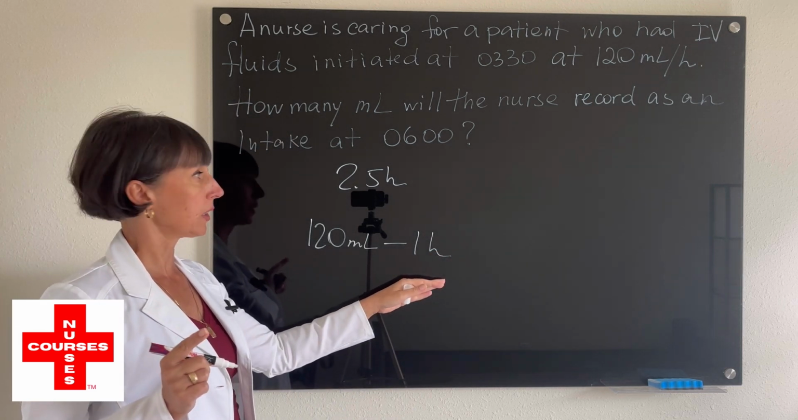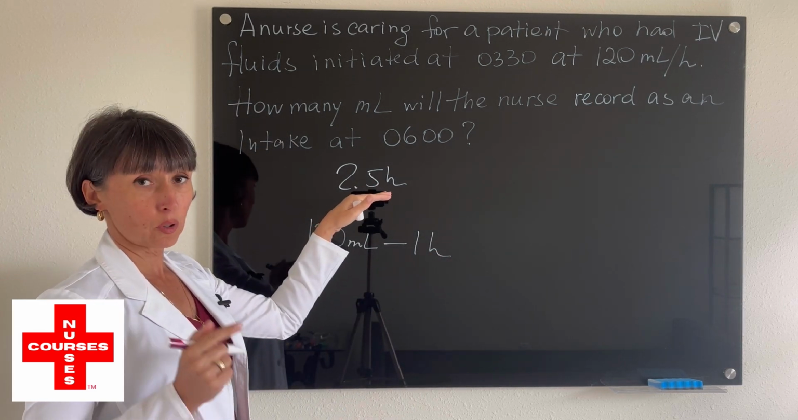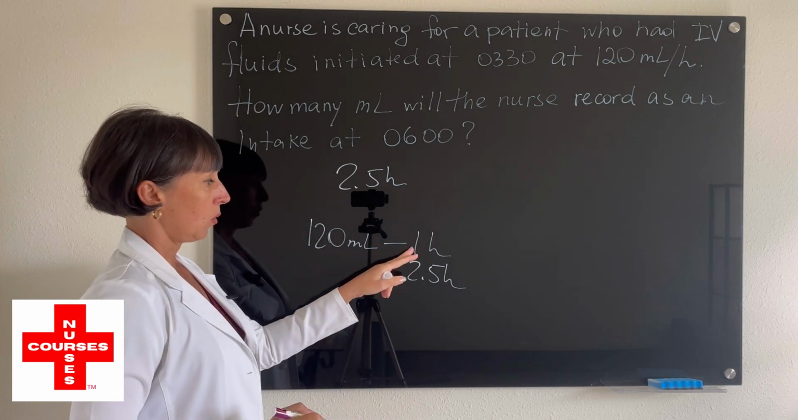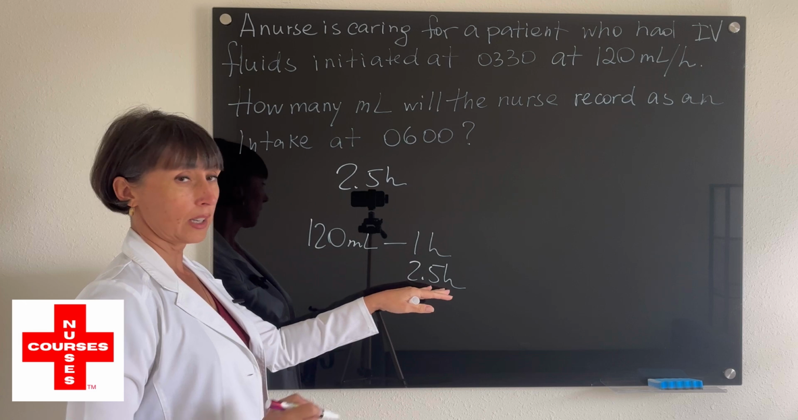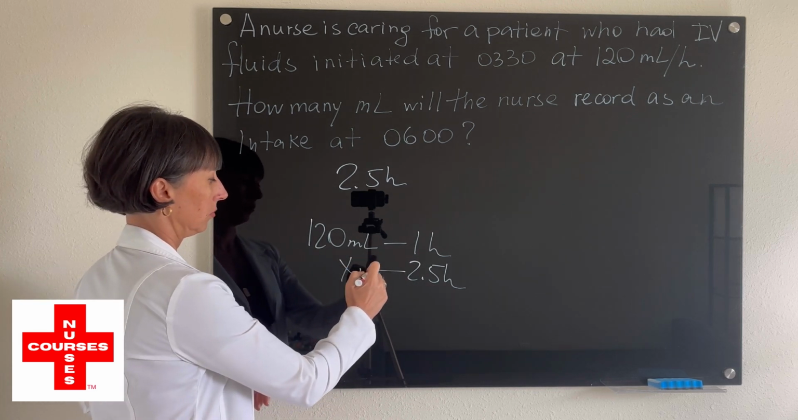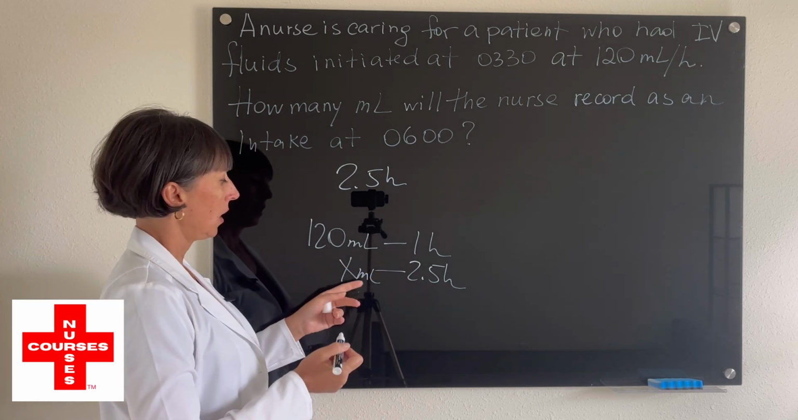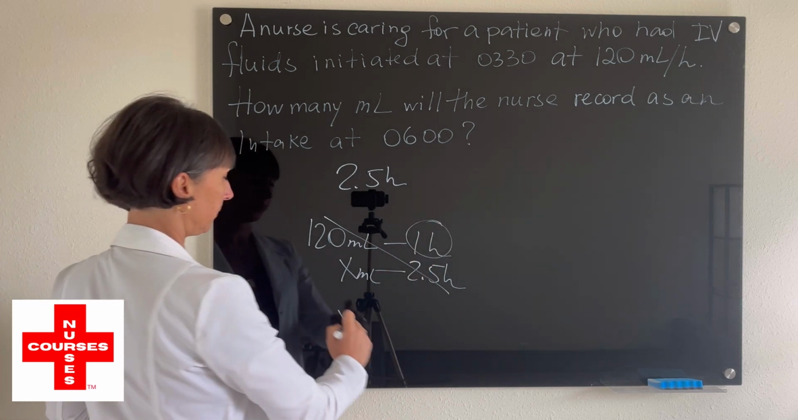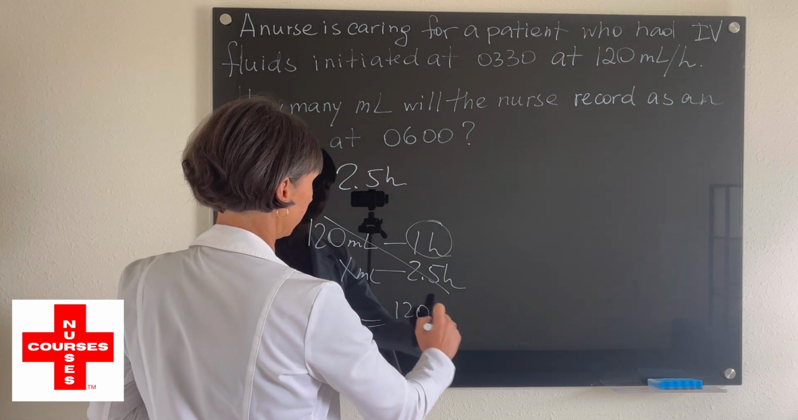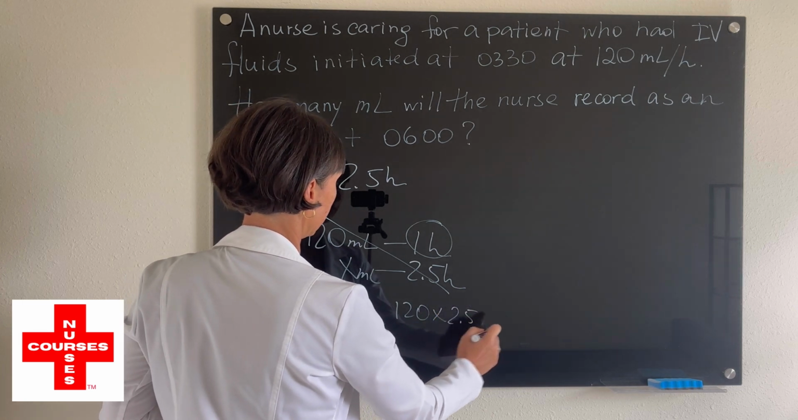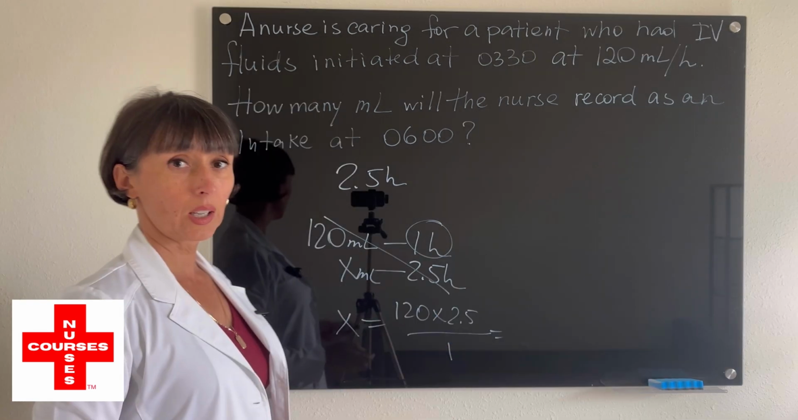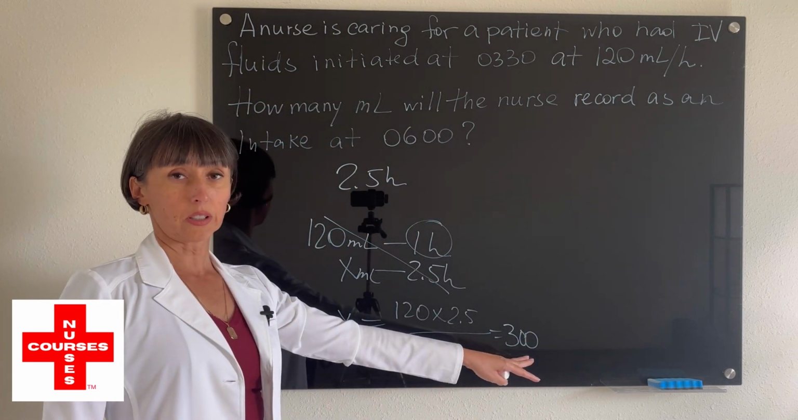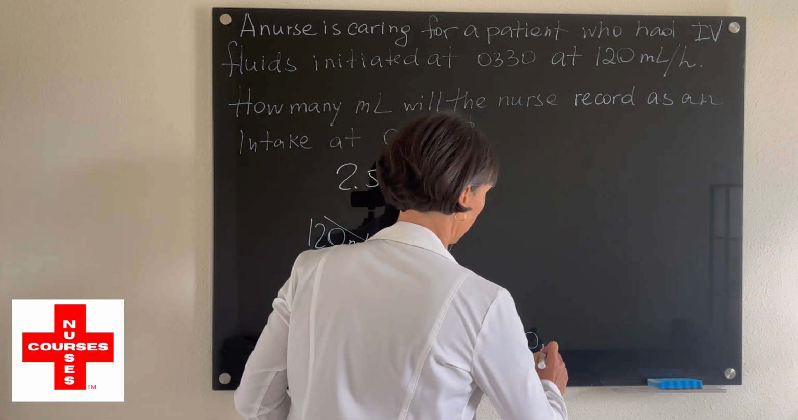We're doing the DKP method again. We need to find per 2.5 hours. 1 hour, 120 milliliters, 2.5 hours. I don't know how many milliliters. Multiply on diagonal, divide by the third number. And the answer is 300 milliliters. The nurse will document.